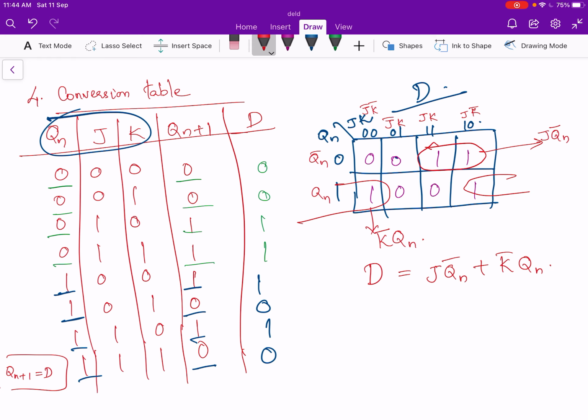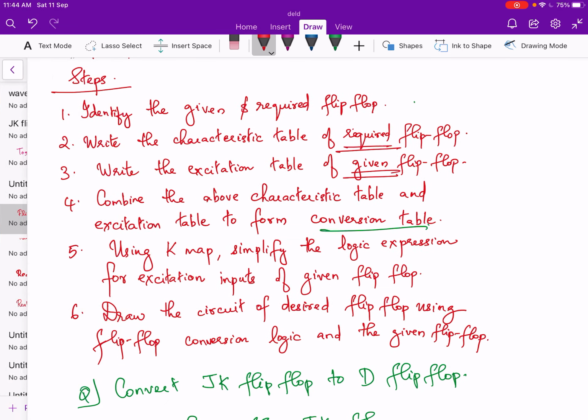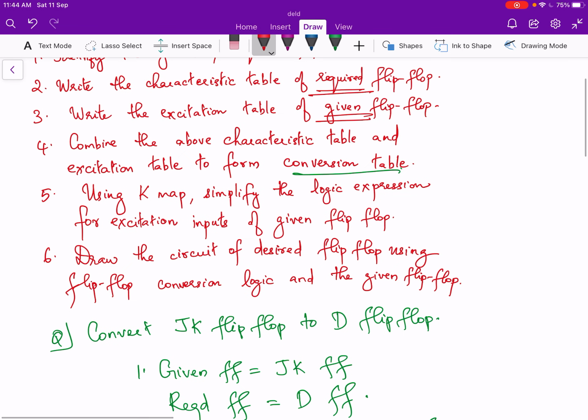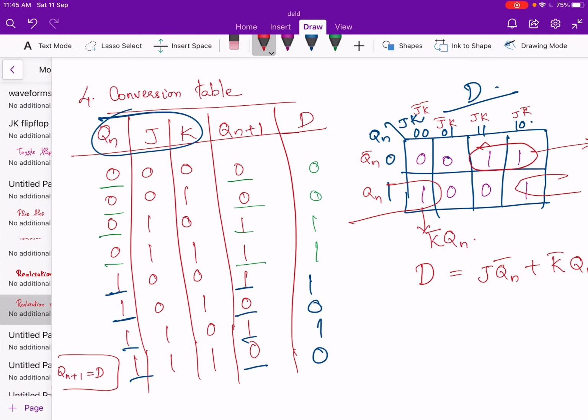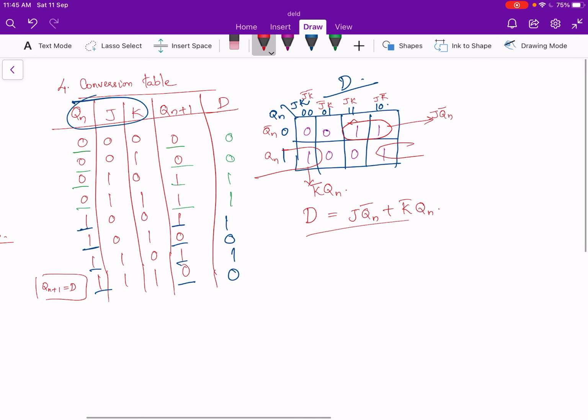Now we'll move on to the 6th step. That is, draw the circuit of the desired flip-flop, that is the JK flip-flop, using the flip-flop conversion logic which we have got now, and the given flip-flop, that is the D flip-flop. So using D flip-flop and this conversion logic, we'll realize the JK flip-flop.